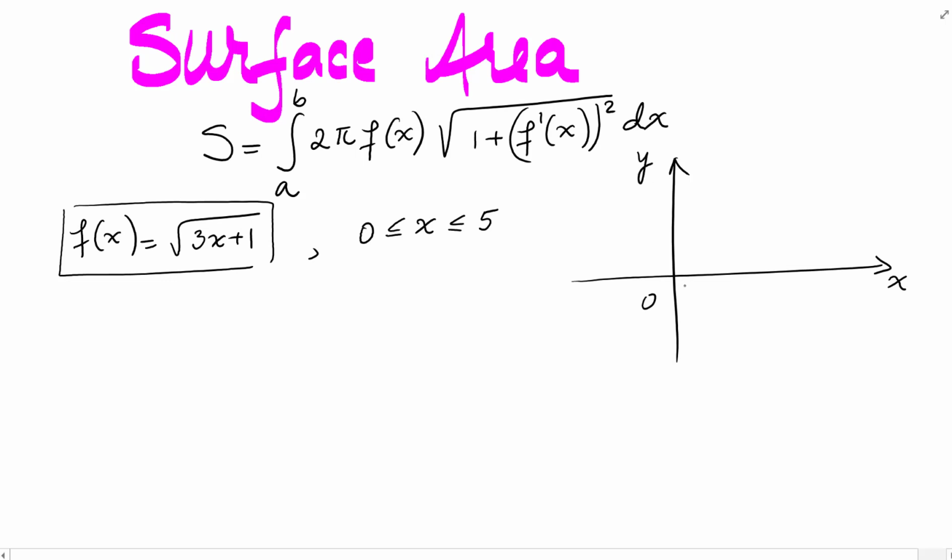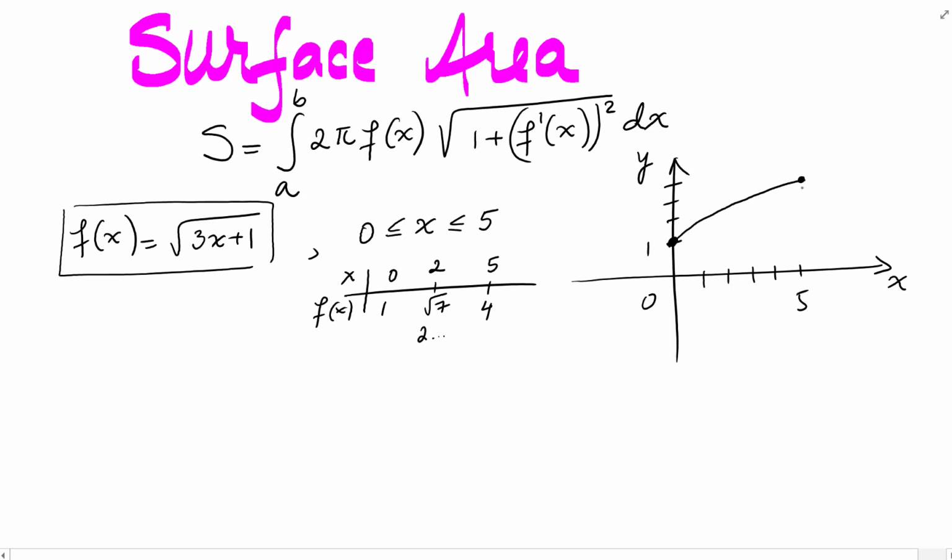If x is 0, f of x is 1. If x is 5, f of x is 4. So the points are (0, 1) and (5, 4). So it's a curve. And we can also put here, what about 2? For 2, it's square root of 7, which is 2 point something, right? So the graph would be something like this.